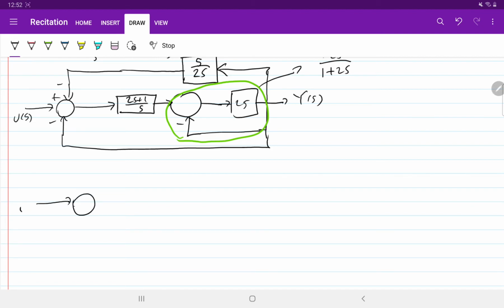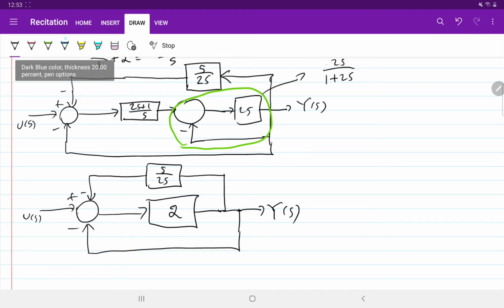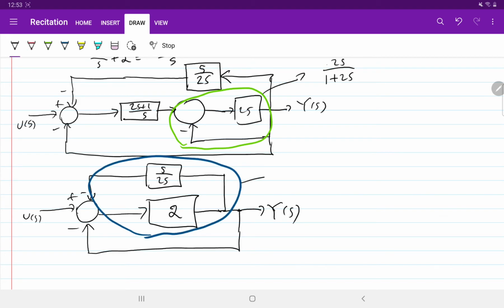So U of s, plus minus, this is 5 over 2s. You have a block with gain 2 after some simplification, and this is another big loop, minus Y of s. Okay, now we can simplify this block. So what is this block over here in blue color? So it's again a negative feedback.